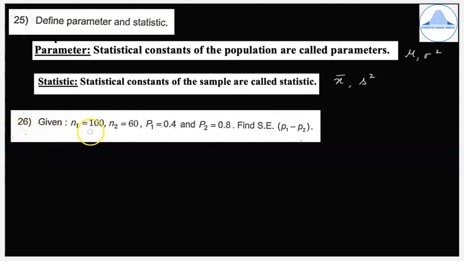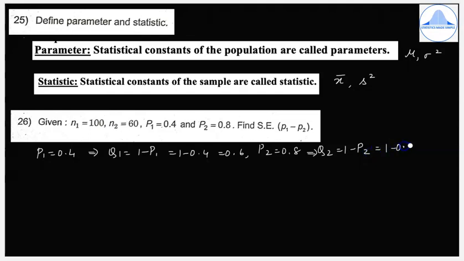26th question, given n1 equal to 100, n2 equal to 60, capital P1 and P2, that is the population proportions as 0.4 and 0.8, find standard error of P1 minus P2. So they have given us P1 equal to 0.4, which implies that Q1 is equal to 1 minus P1, 1 minus 0.4 is equal to 0.6, and P2 is equal to 0.8, which implies Q2 is equal to 1 minus P2, that is 1 minus 0.8 is equal to 0.2.